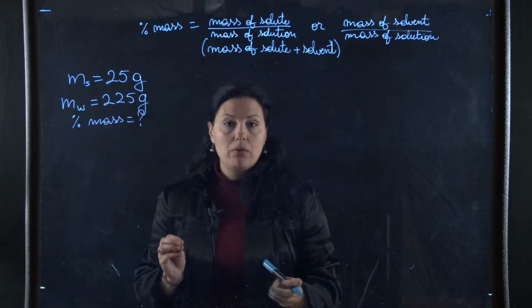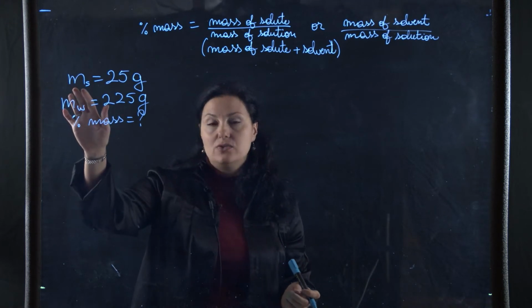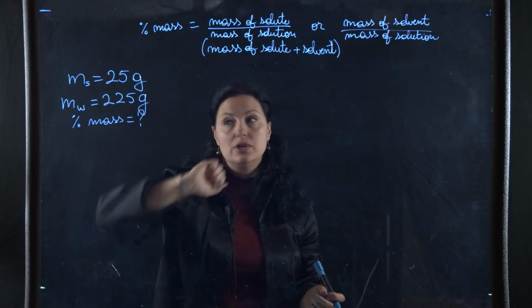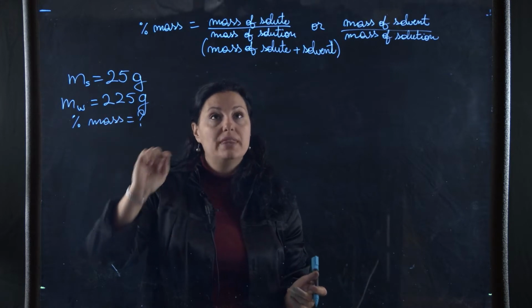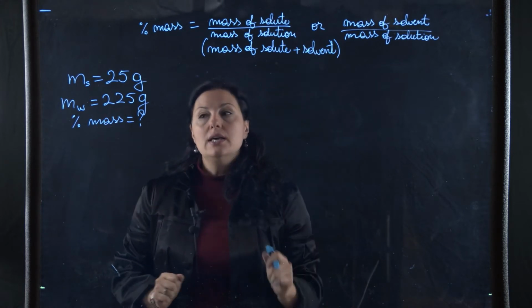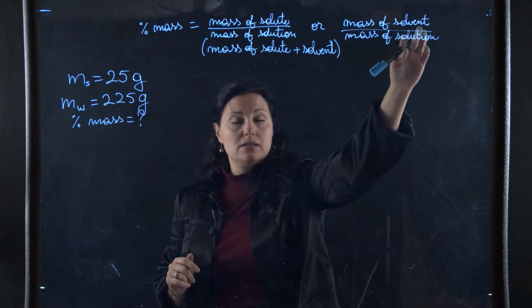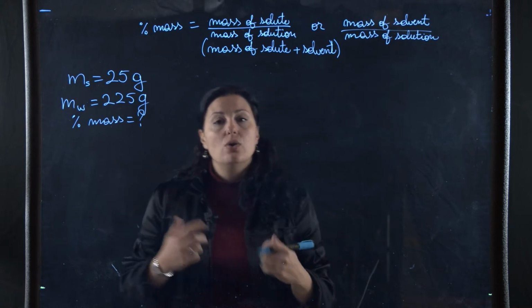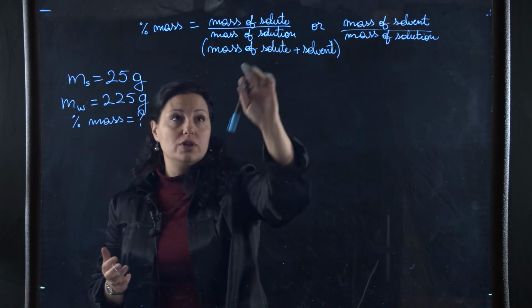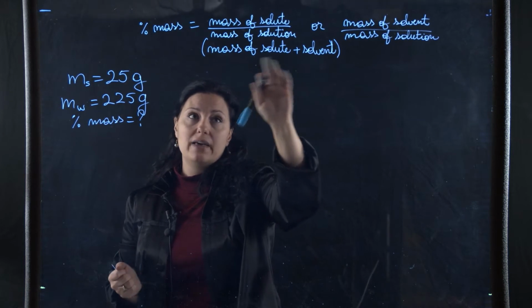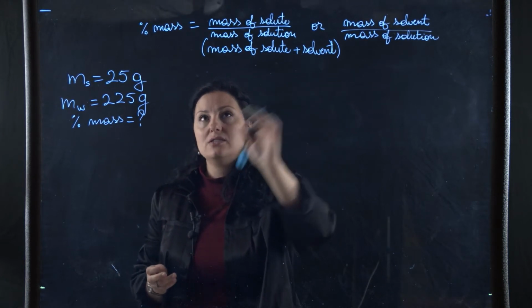Now, let's talk about what we have here. I have a mass of sugar, which is the mass of my solute, being dissolved in water, but that's not the mass of my solution. That's just the mass of my solvent, because that's just the water. So I need to figure out the mass of the solution, and the mass of the solution is given by the mass of the solute plus the mass of the solvent.